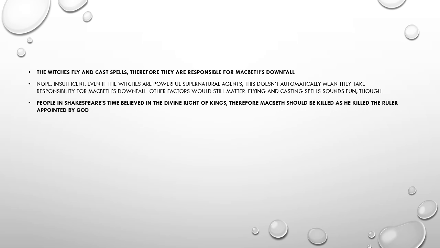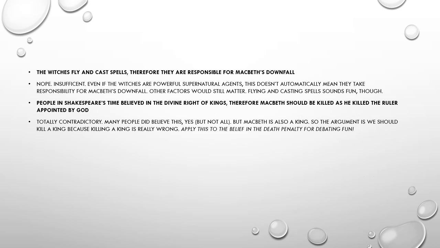The next one was that people in Shakespeare's time believed in the divine right of kings, therefore Macbeth should be killed as he killed the ruler appointed by God. I hope you've got the problem there. The first claim is itself problematic, isn't it? You should be able to see the problem with just the first premise. But the reasoning is also problematic. Macbeth should be killed as he killed the ruler appointed by God. So the problem there, as I'm sure you've noticed, is that it's contradictory. It's internally incoherent. It doesn't make sense, even if it's true. It doesn't follow, it's contradictory.